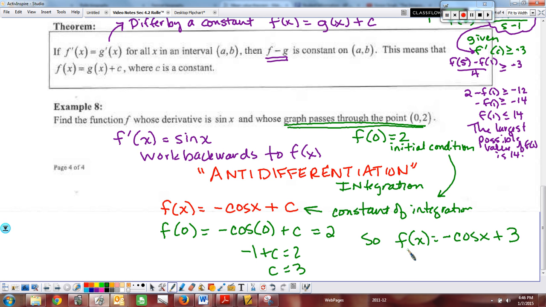So that is the function whose derivative is sine of x that also passed through f of 0 equal to 2. What's coming down the pike is that when we start doing anti-differentiation, not only do you need to know the derivative rules going forwards, you're going to need to know them going backwards. And that's the end of the section 4.2 video.